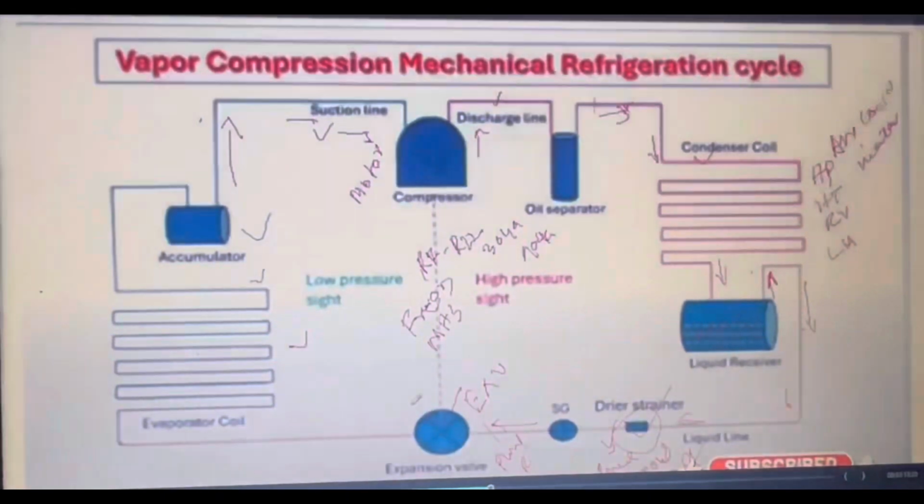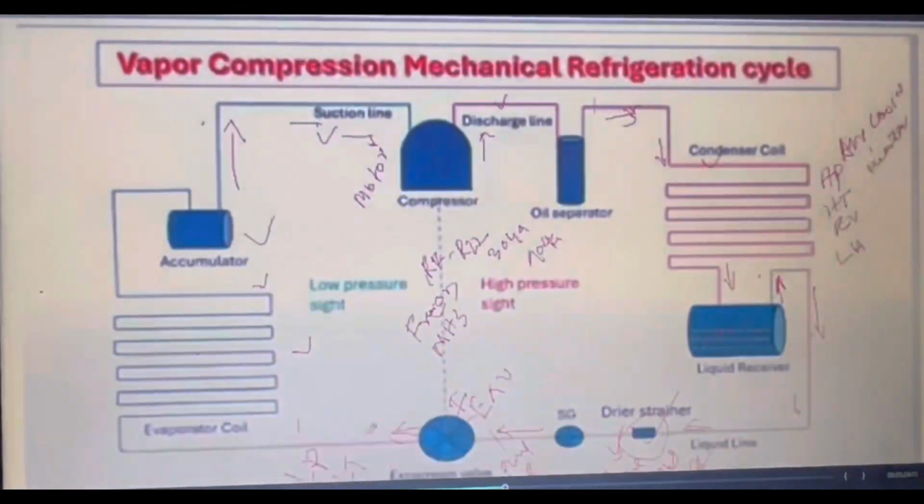A thermostatic expansion valve or a capillary tube expansion device is installed as per the design. The liquid is passed through the small hole of the expansion valve. At the outlet of the expansion valve, the pressure of the liquid refrigerant is reduced to low pressure, low temperature. This liquid refrigerant then flows into the evaporator.